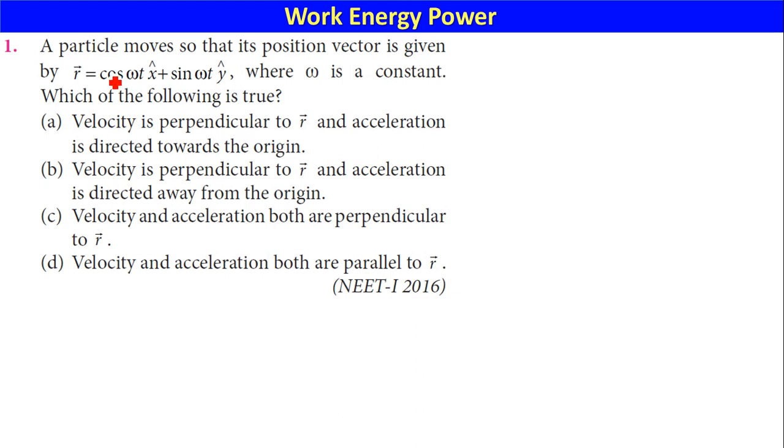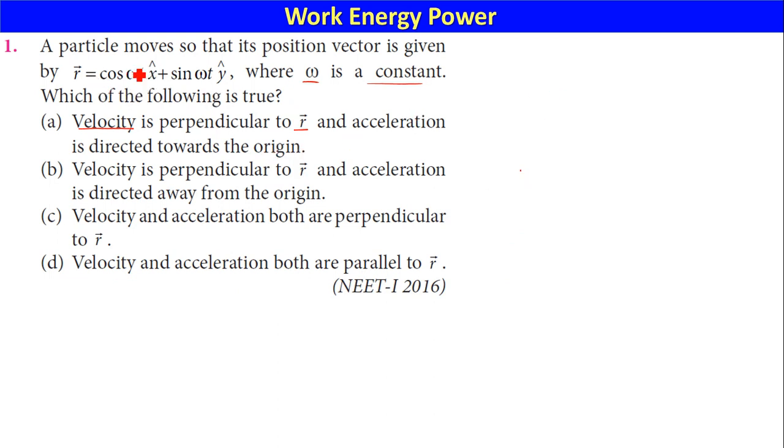The first one: a particle moves so that its position vector is given by r = cos ωt x̂ + sin ωt ŷ, where ω is a constant. Which of the following is true? Velocity is perpendicular to r and acceleration is directed towards the origin; velocity perpendicular to r and acceleration directed away from the origin. Both of them are almost the same, but one is towards the origin and the other away from the origin. Velocity and acceleration are perpendicular to each other, and perpendicular to r both. Next, velocity and acceleration both are parallel to r. That is the question. Let us have a look at this.